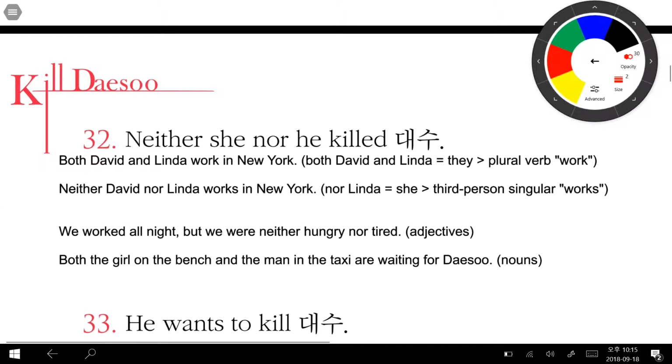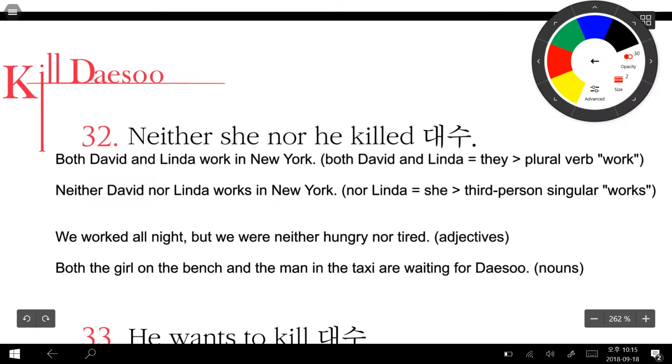Sentence 32, Neither she nor he killed Desu, contains the correlative conjunction neither nor. This is used to form a negative statement. So the meaning of this sentence is the same as she did not kill Desu and he did not kill Desu. Let's mark the parts. Neither she nor he is the subject. Killed is the verb. And Desu is the object.